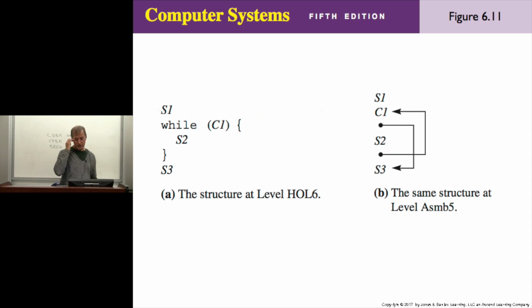Here in figure 6.11 is the HOL6 on part A. You have the while, the braces, and the indentation, and you have none of that at the assembly level. So you actually have to explicitly branch back up and branch around, so all these branches. Now how about figure 6.12?